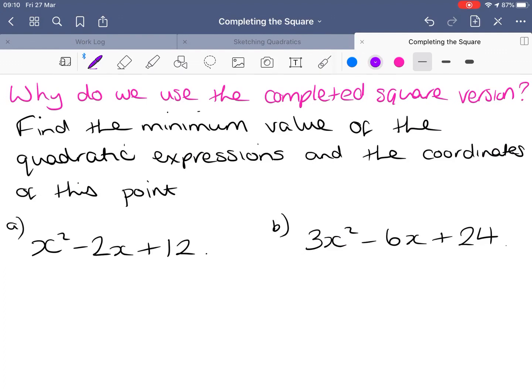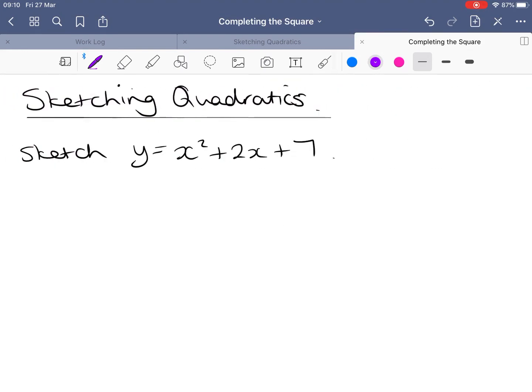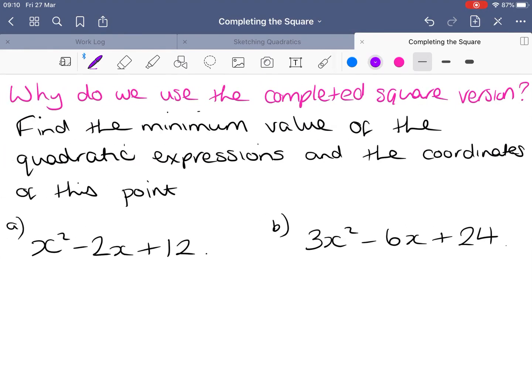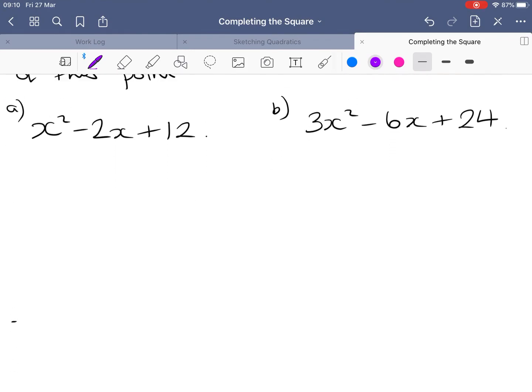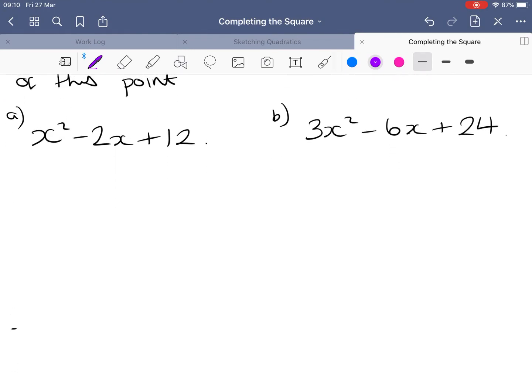So let's find the minimum value of each of those by completing the square. I think you can have a go at that actually, so I'll let you do that. See if you can find the minimum point of each of them and then have a go.